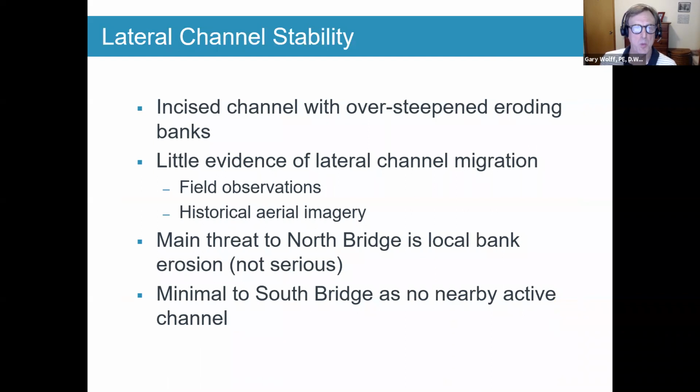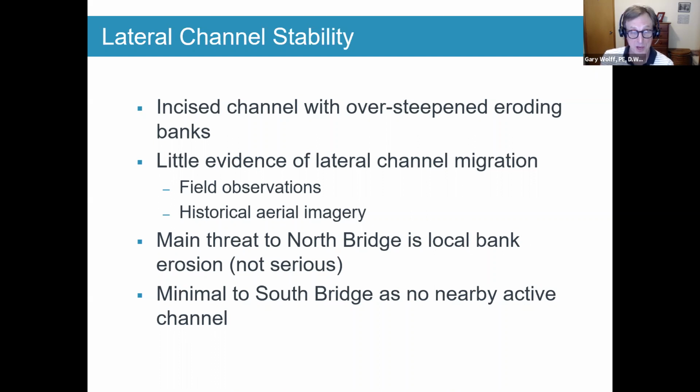Okay, so let's think about what we have to learn here and what we have to quantify for the bridge design. So let's talk about the lateral stability of the stream. So this channel is what we call incised. It has eroded down over time. That's evidenced by the steep eroding banks along there. However, there's little evidence that this channel is migrating laterally. So we've looked at aerial photographs and we had our field observation. That north channel has really stayed right where it is over time.